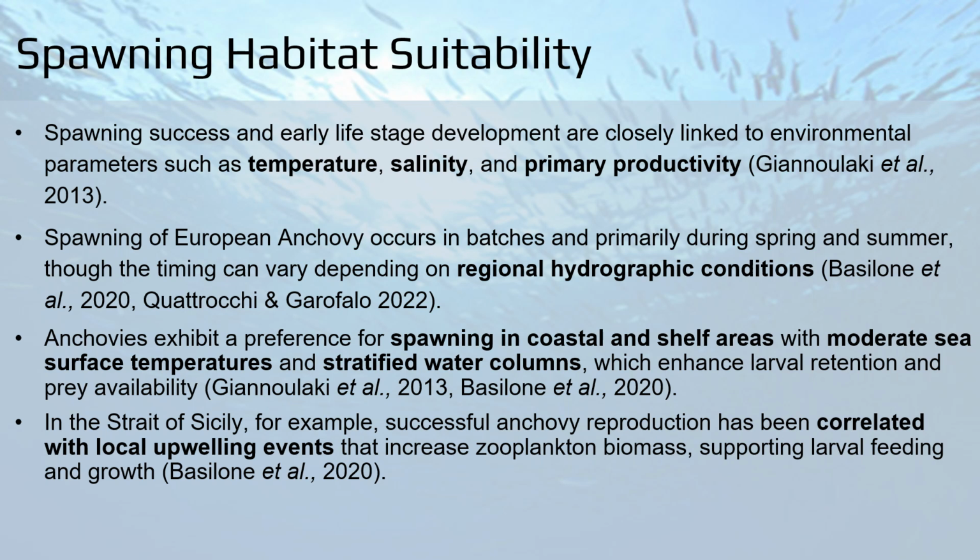We also know that the spawning generally occurs in the spring and summer, and this can vary depending on the regional hydrographic conditions. It's also been well documented that anchovies prefer spawning over a coastal shelf area with moderate sea surface temperatures and stratified water columns. And in the Strait of Sicily, successful anchovy reproduction has also been correlated with local upwelling events.